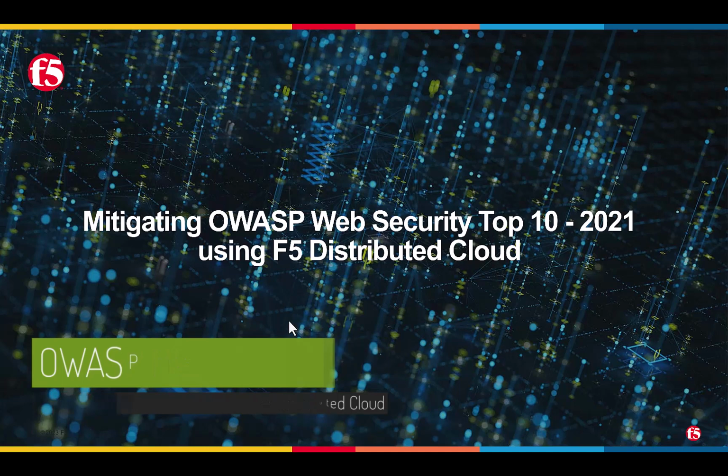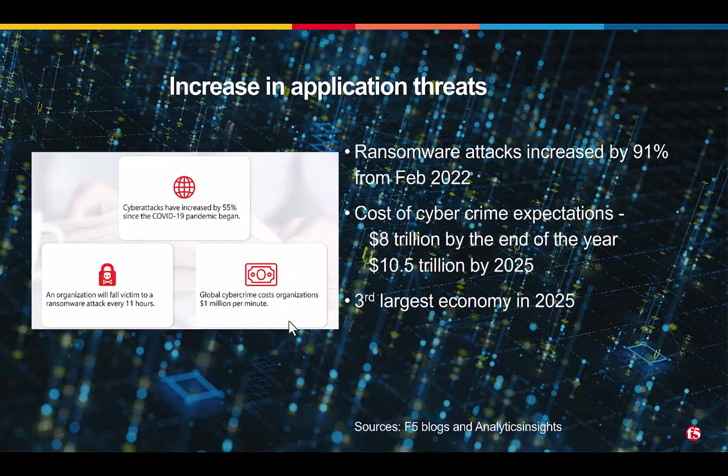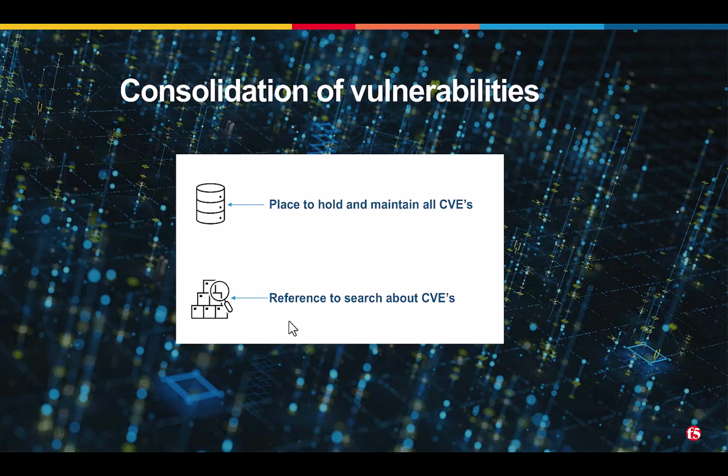In this demo, I am going to show how we can mitigate OWASP Web Security Top 10 2021 risks using distributed cloud. As applications are becoming modern and innovative, new types of attack surfaces are identified. If we look into the cybercrime statistics, we can see that attacks are increasing worldwide, and cybercrime is expected to be the third largest economy in 2025.